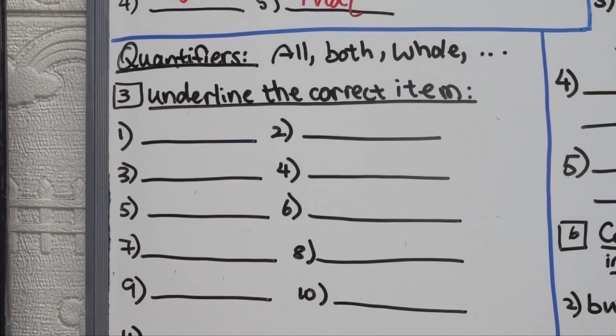Not either Pam and Anne are singers. That means they are not singers. Neither Pam nor Anne are singers. That means they're not singers. Okay, so both, neither, not either, these are opposites.